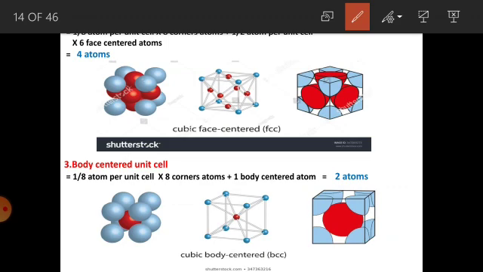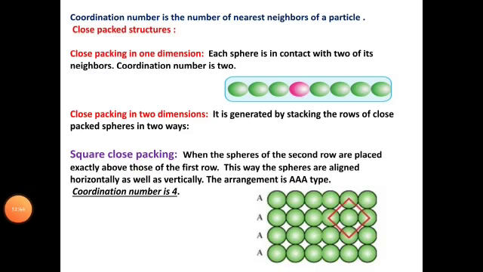The question will be asked like this: how many particles are present in a simple cubic unit cell, or how many particles are present in a face centered unit cell, or how many particles are present in a body centered unit cell. In order to understand the packing of the constituent particles in crystals, it is assumed that the constituent particles are identical hard spheres, and these identical hard spheres are arranged in various dimensions. So let us study one by one.